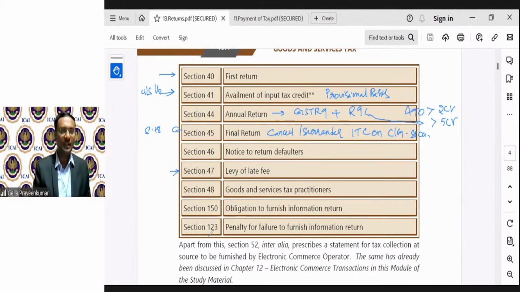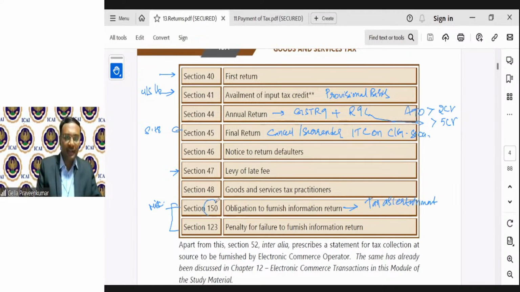Then, provisions connected with GST practitioners, 150 and 123. 150 is your miscellaneous provision. There is another chapter where we study the miscellaneous provisions, such as the obligation to furnish information return. When I talk about this information return, there is something called tax ascertainment. Tax ascertainment is undertaken using this particular obligation to furnish information return.